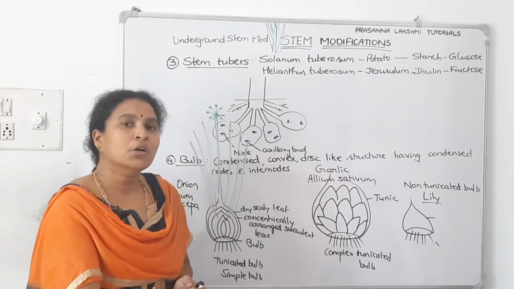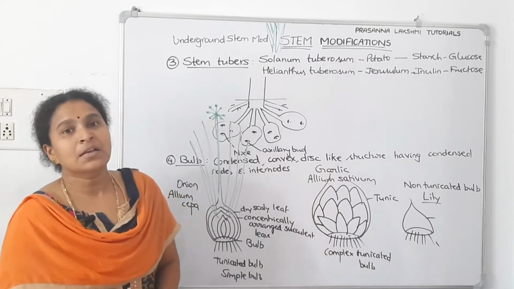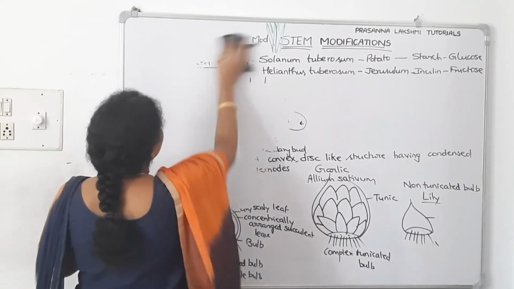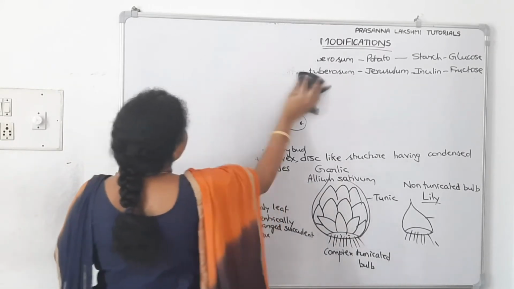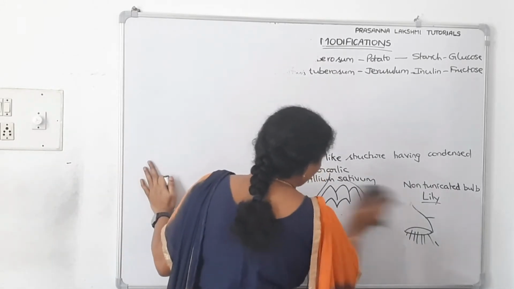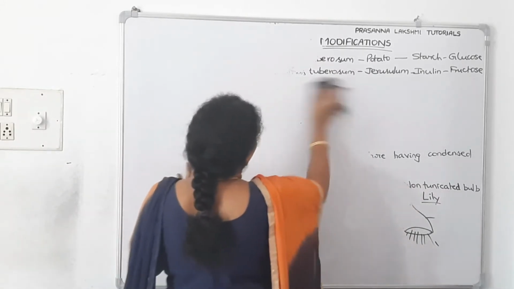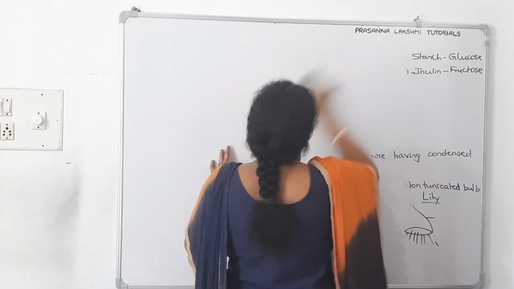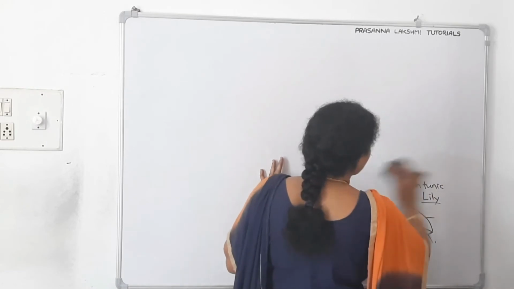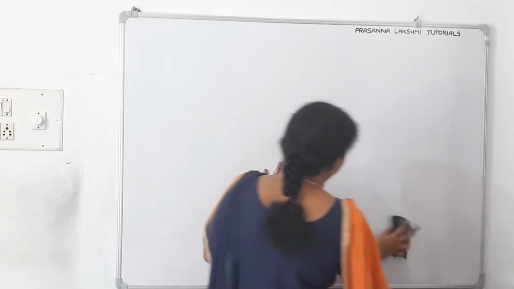Now let's switch on to the second one, subaerial stem modifications. So we finished underground stem modifications. Now let's go with subaerial stem modifications. 4 types of subaerial stem modifications are there. We have listed them out, right? So what are they? One is runner. The second one is stolon. The third one is sucker, and the fourth one is offset.